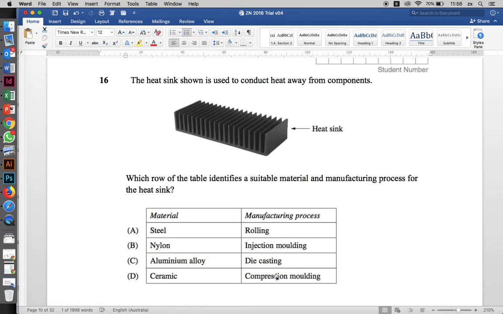I've had it in the last 2 years, but anyway, there are different ones. Okay, so let's have a look at it. So first of all, it says a heat sink. It's a past HSC question, so I didn't make it up. The heat sink shown is used to conduct heat away from the components. Which row of the table identifies a suitable material and manufacturing process for the heatsink? Now, I wanted to have something that was a manufacturing process. I couldn't fit in a question on injection molding. I really wanted to have that, but I couldn't.